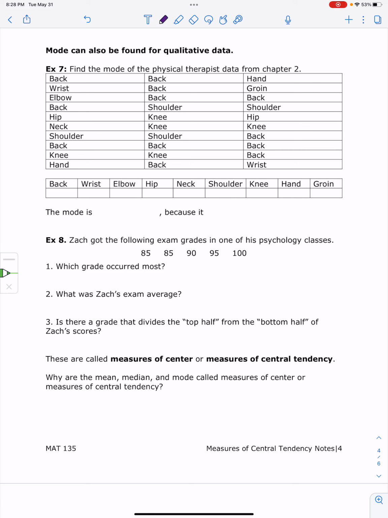So these are the Mod 4 Part 2 notes, page 4. We are going to go back to the data that we looked at in the last set of notes, back to the physical therapist and the injuries.